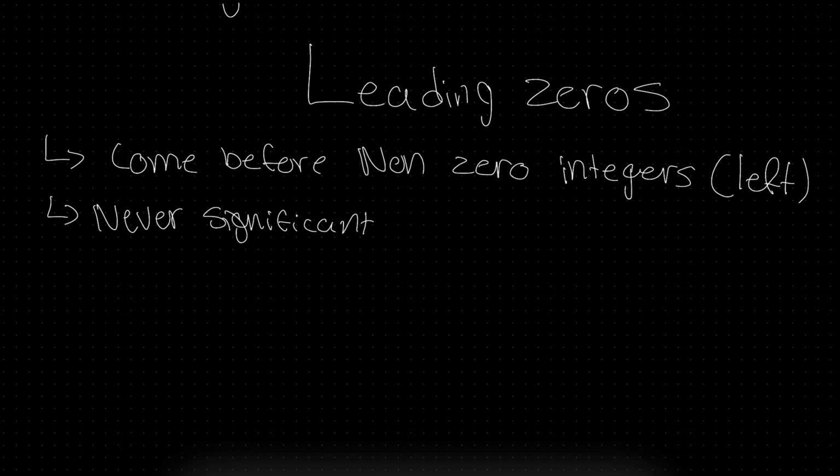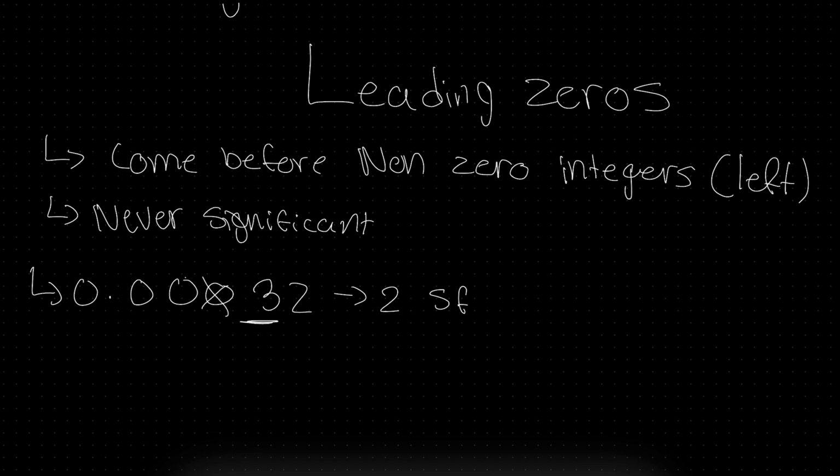For example, the number 0.00032 has 2 significant figures, SF. Why? Because all the zeros on the left-hand side of the first non-zero integer, which is 3, are not significant. Meaning, this zero is not significant, neither is this, neither is this, and neither is this, leaving us with 2 significant figures.